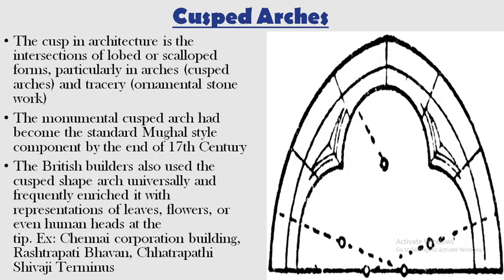Cusped arches. The cusp in architecture is the intersection of lobed or scalloped forms, particularly in arches, cusped arches, and tracery of ornamental stonework. The monumental cusped arch had become the standard Mughal style component by the end of the 17th century. The British builders also used the cusped arch universally and frequently enriched it with representations of leaves, flowers, or even human heads at the tip. The Chennai Corporation Building, Rashtrapati Bhavan, and Chhatrapati Shivaji Terminus are some of the examples.